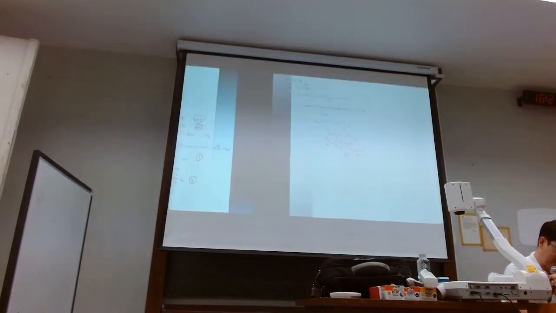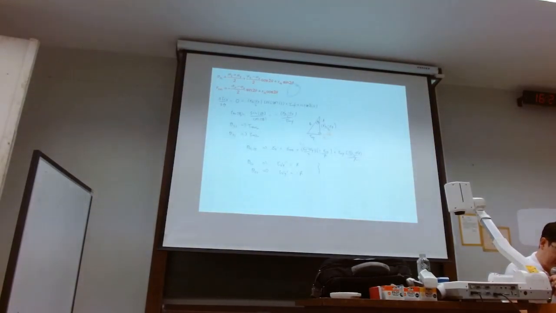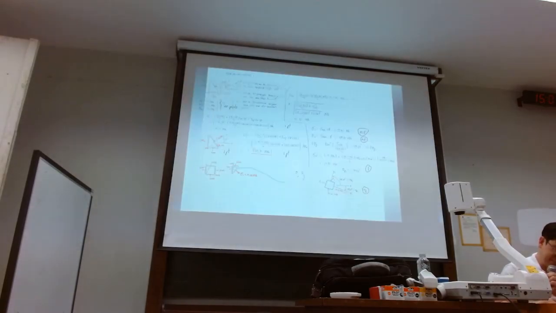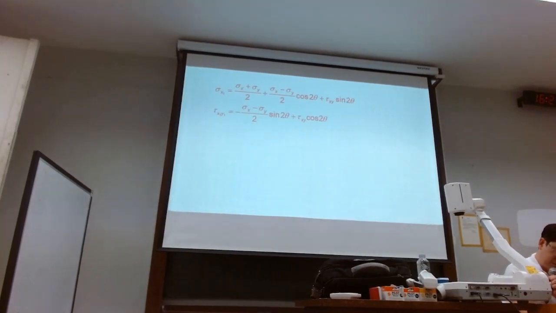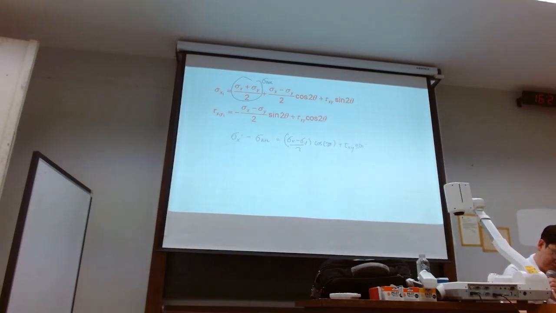Let's say that we have the equation, not this one. Let me go back and copy this. Okay, if I have this equation right here, to start with, what we can do is say sigma x prime minus sigma average equals sigma x minus sigma y over 2 times cosine 2 theta plus tau xy sine 2 theta.